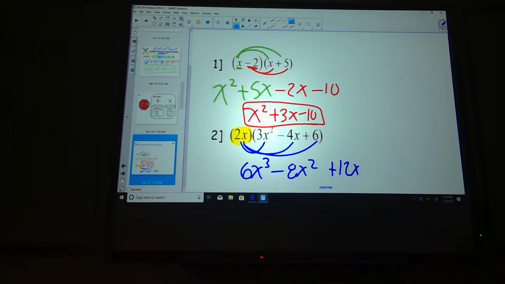Do you see why the exponents increased? Because x is the same thing as x to the first. When I'm multiplying bases together, you add the exponents. Have you seen this before?